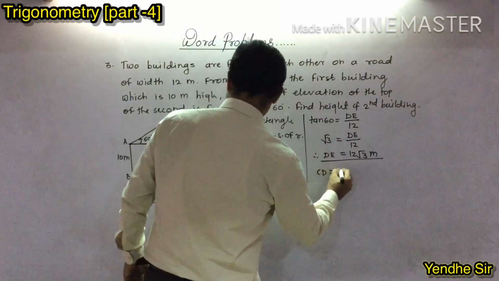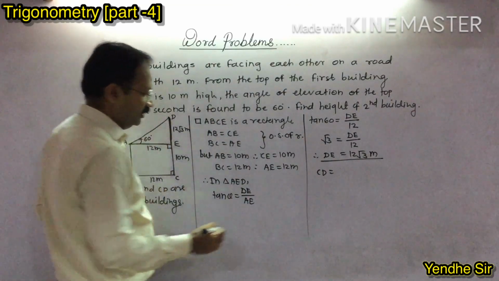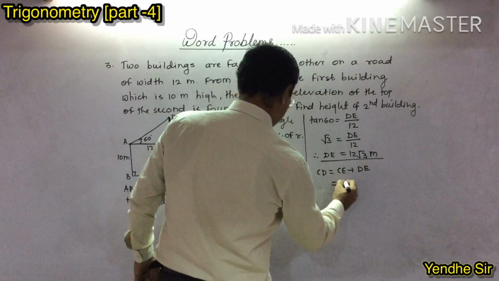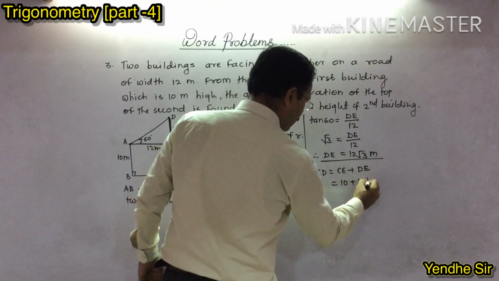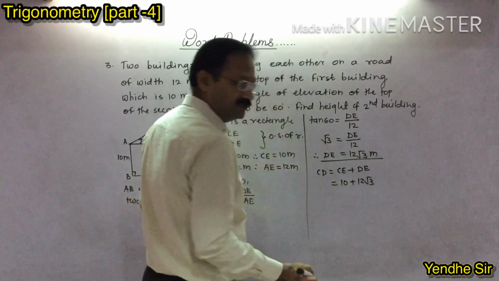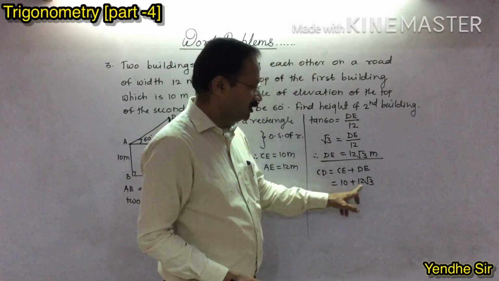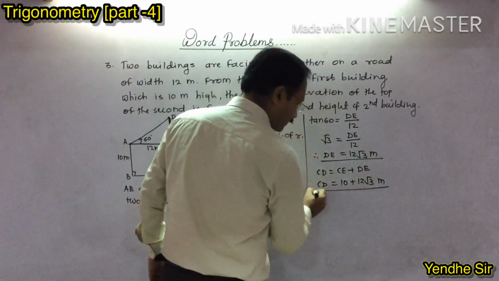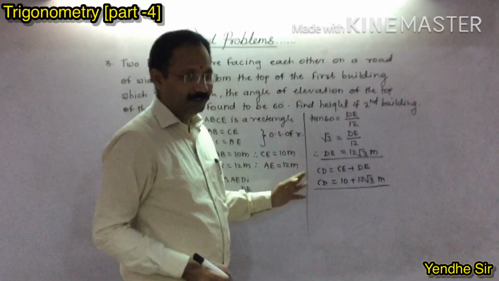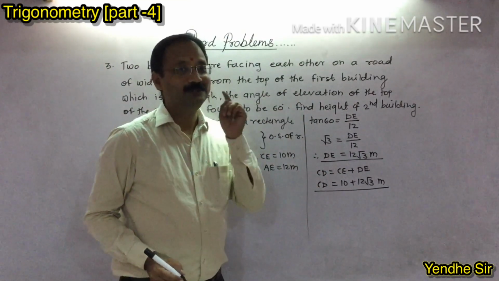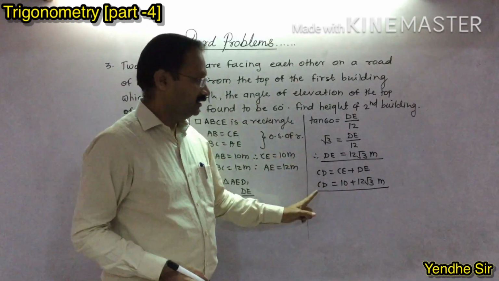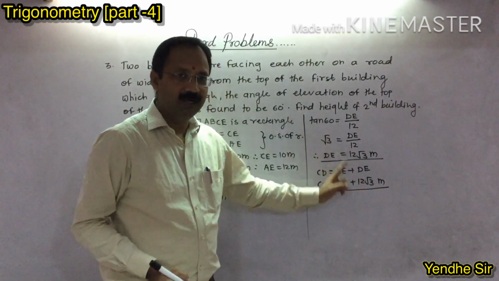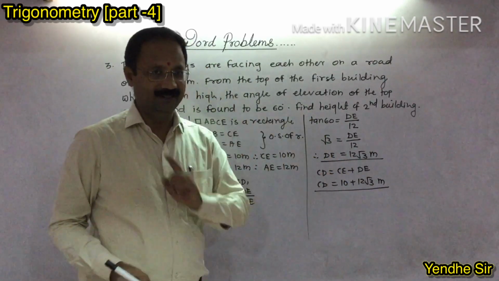Which is the second building? CD. CD equals CE plus DE. CE I got 10 and DE is 12 root 3. Can we add this? No, we cannot because this is a single number and it has a root. So this is our answer. CD equals 10 plus 12 root 3. But which is my last point? You have to write the answer in a full statement. Therefore, the height of the second building is 10 plus 12 root 3 meter.